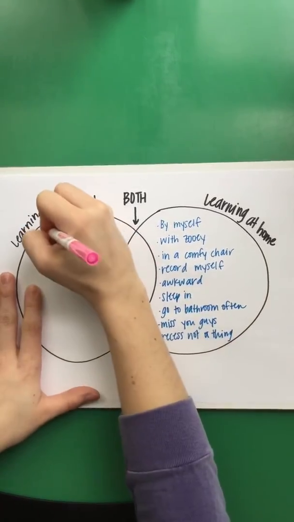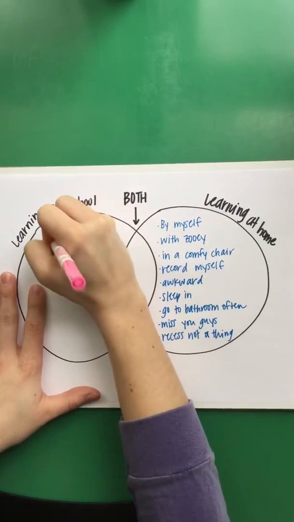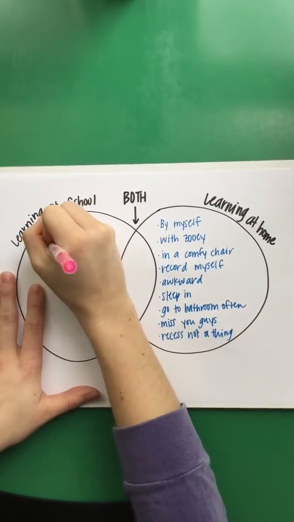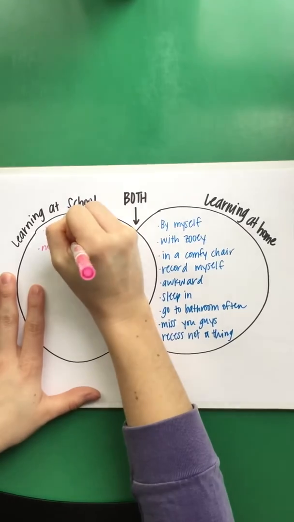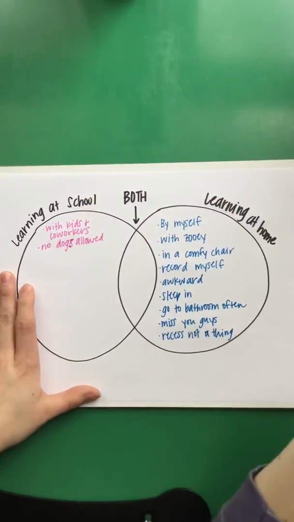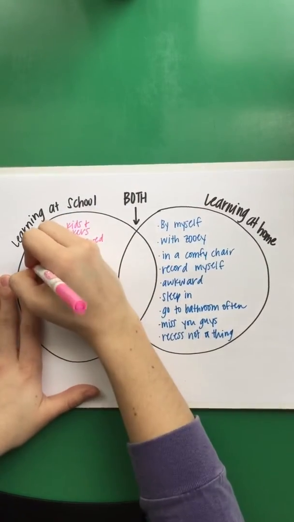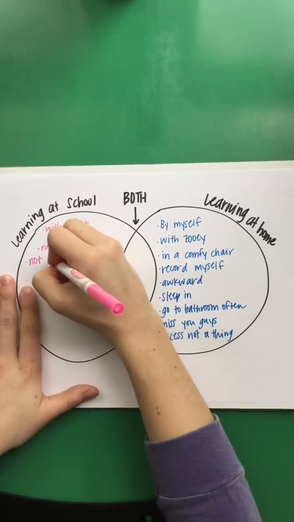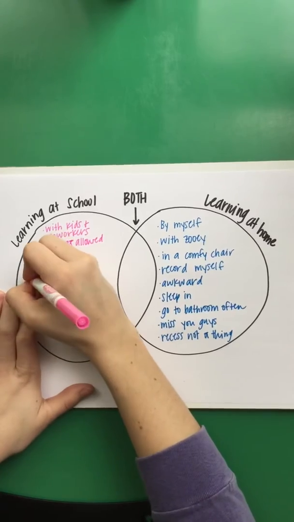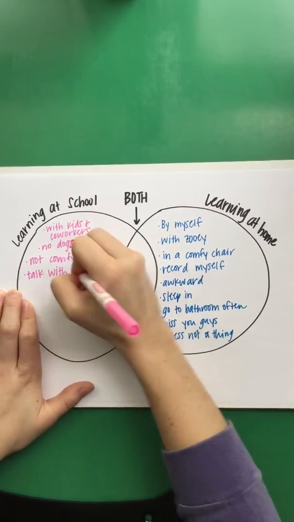So at school, I'm with kids and coworkers. No dogs allowed. Ooh, that was not an S. Wow. Just pretend that that actually looks pretty. You guys get to sit in comfy chairs, but my chair isn't really comfy. Not comfy, sad face. I can talk with you guys instead of having to record myself and talk at y'all.